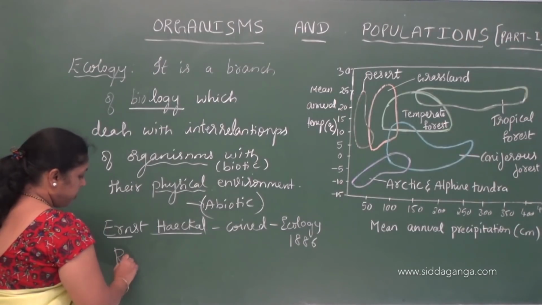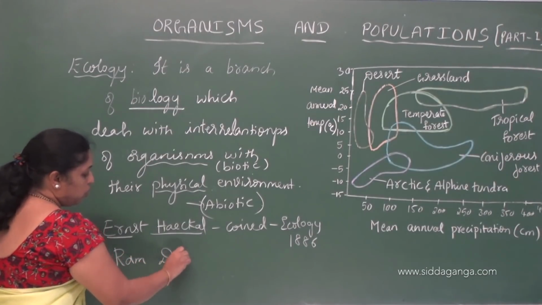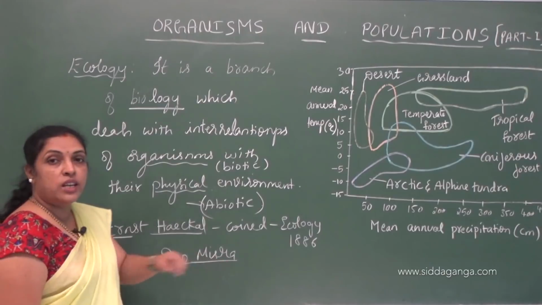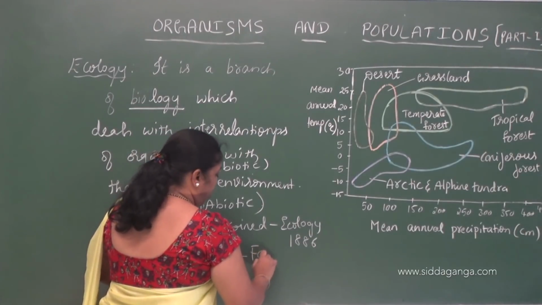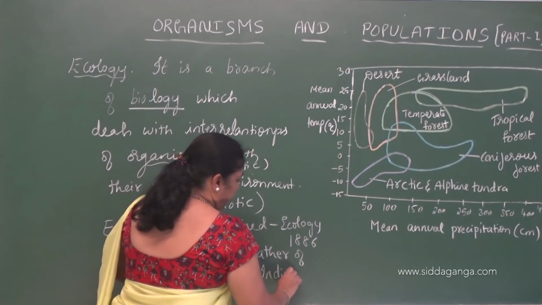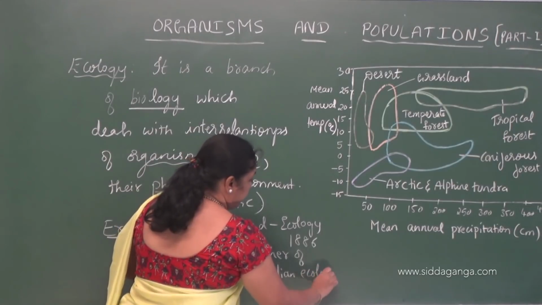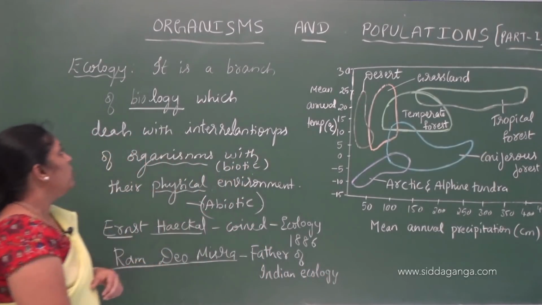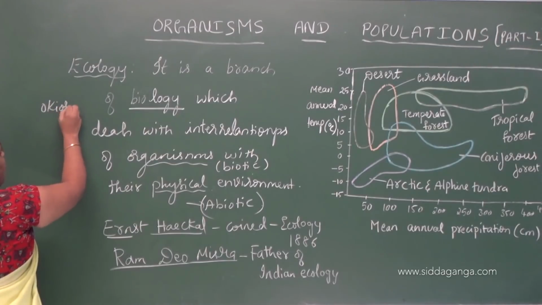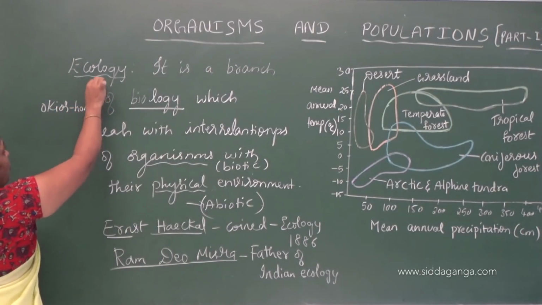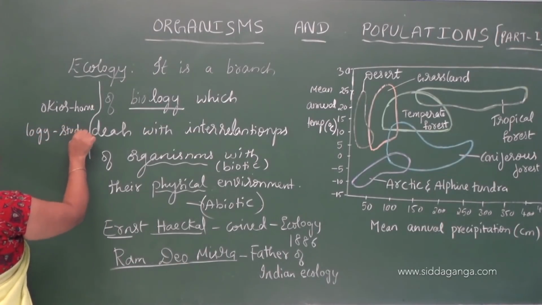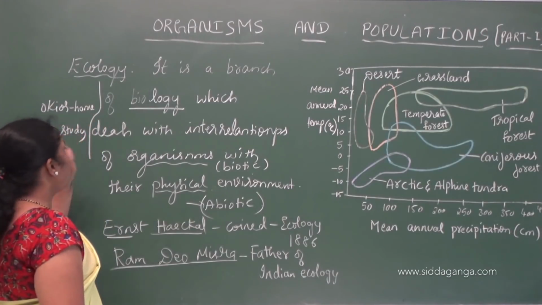Then Ramdeo Mishra is considered as the father of Indian ecology. Ecology, oikos means home and logy means study in Greek. Oikos means home, logy means study.